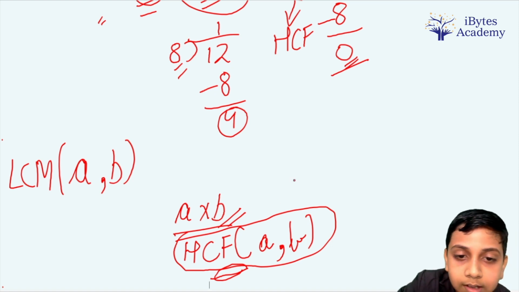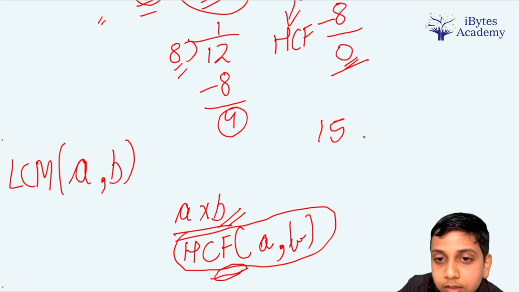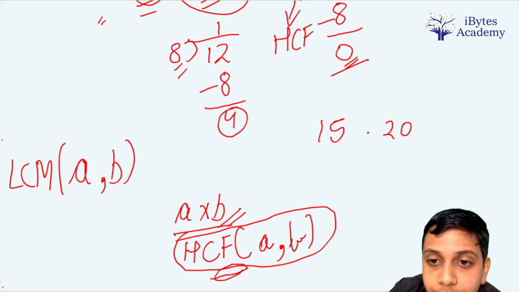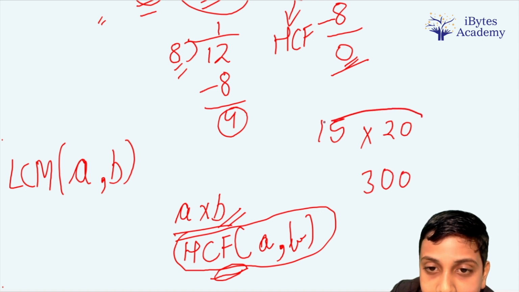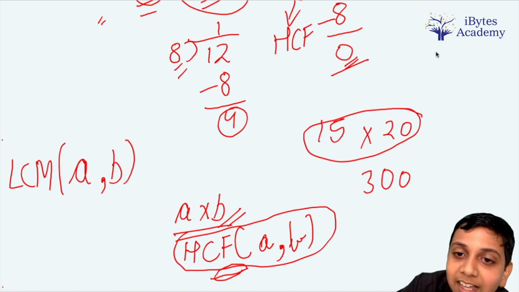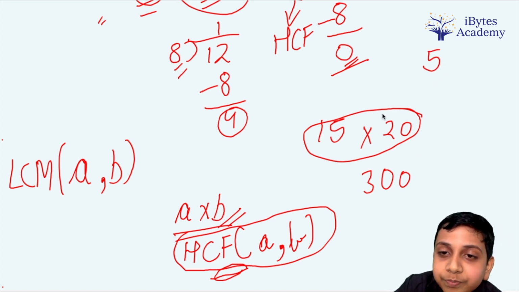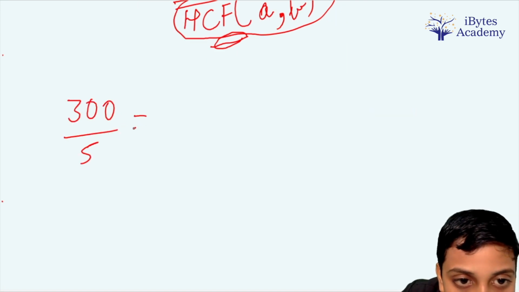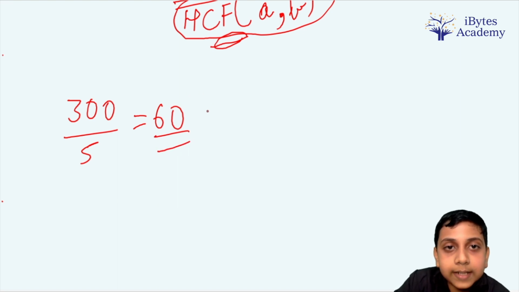So let's take two examples like 15 and 20. Now first we will multiply them, that is 300, and their HCF should be 5. Now 300 divided by 5 is 60. So the LCM of 15 and 20 is 60.